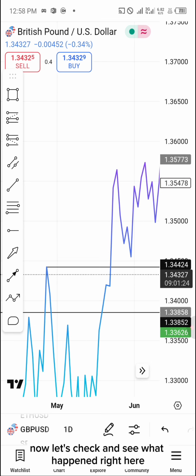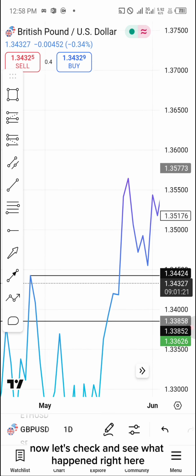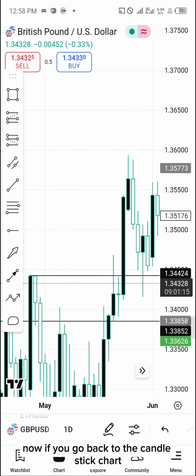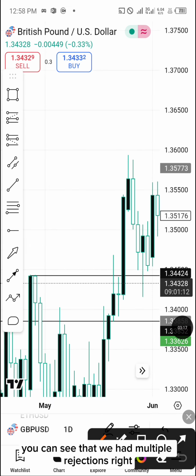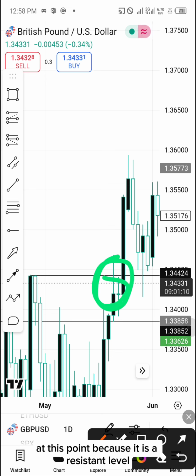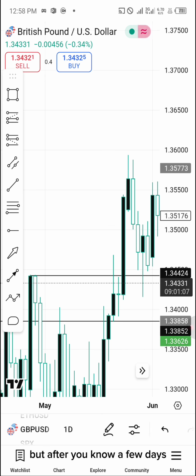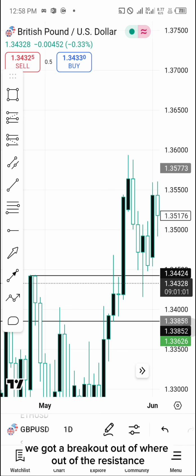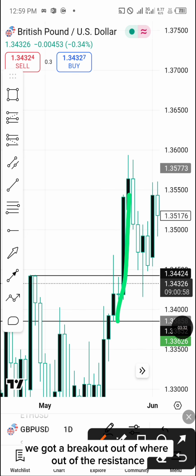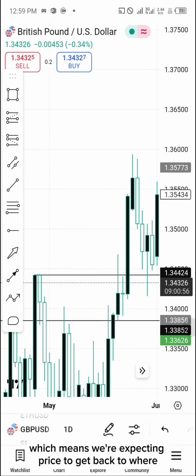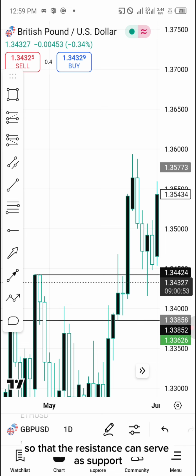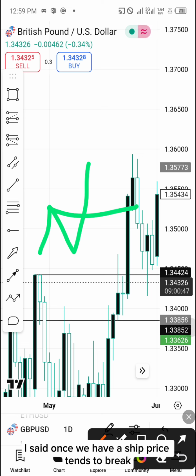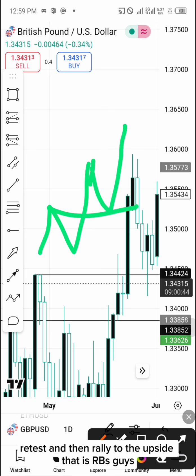Now let's check and see what happened right here. Let's go back to the candlestick chart. If you go back to the candlestick chart, you can see that we had multiple rejections right at this point because it is a resistance level. But after a few days, after the first, second, the third day, we got a breakout out of the resistance, which means we're expecting price to get back to the resistance so that the resistance can serve as support. Remember this shape. I said once we have a shape, price tends to break, retest, and then rally to the upside.